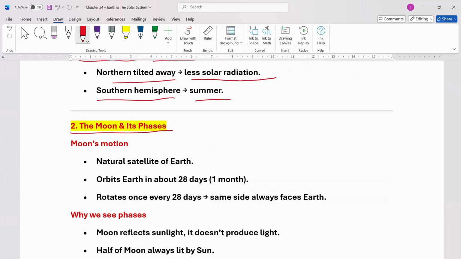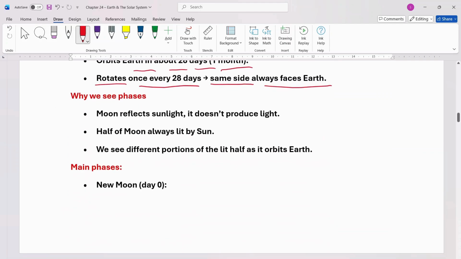Let's talk about the Moon and its phases. Moon's motion: a natural satellite of Earth, it orbits Earth in about 28 days, which is 1 month. It rotates once every 28 days, so the same side always faces Earth. Why do we see phases? The Moon reflects sunlight. It does not produce light.